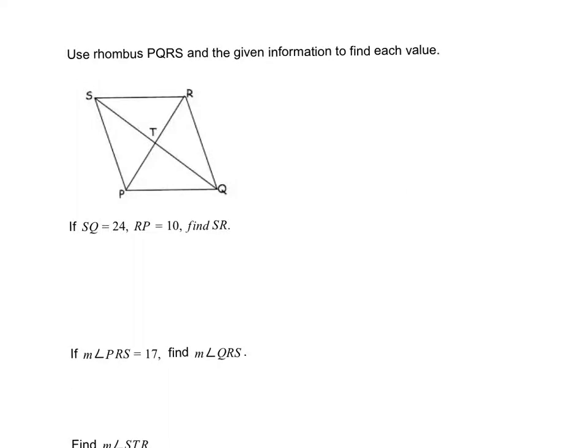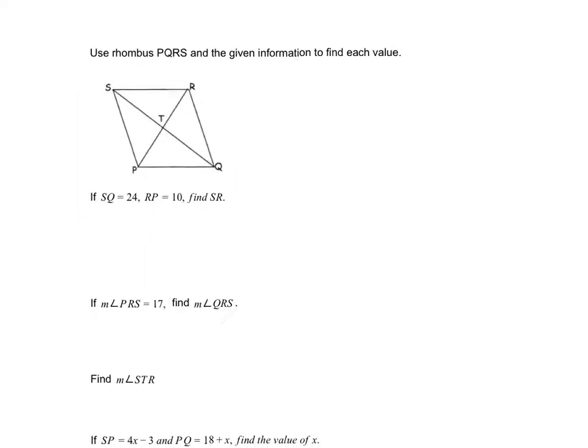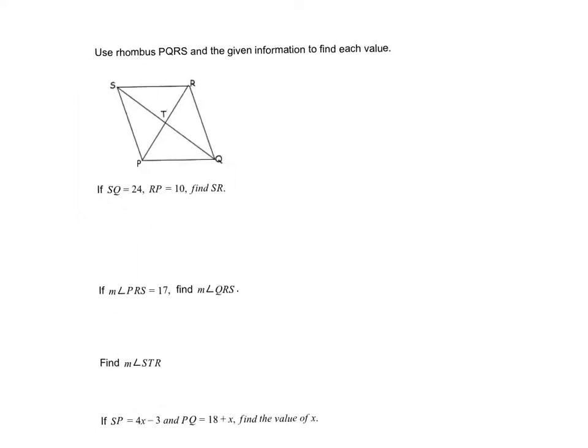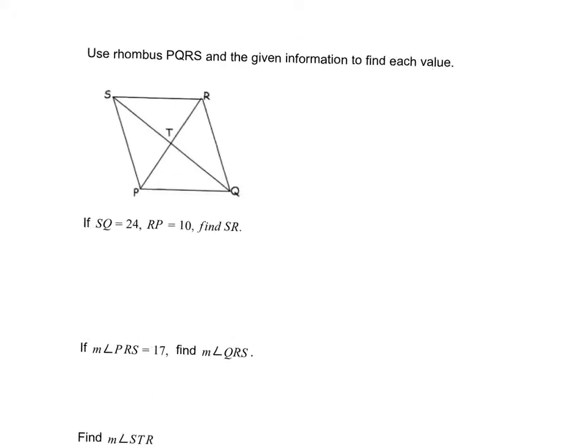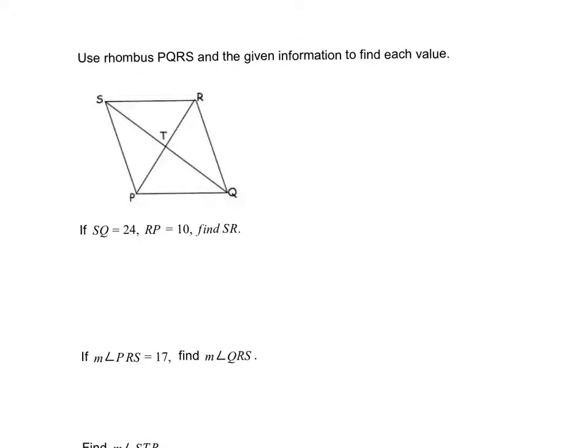Next, we're going to use rhombus PQRS and the given information to find some values. The first thing we want to do, we know that SQ is 24, RP is 10. We want to find the length of SR. So SR is this side of our rhombus.